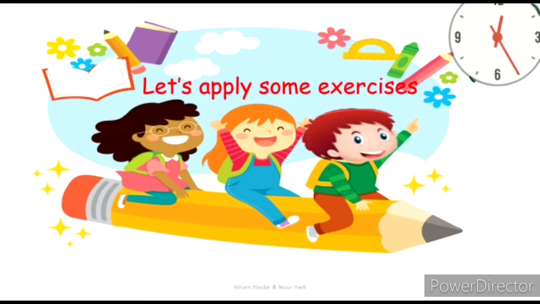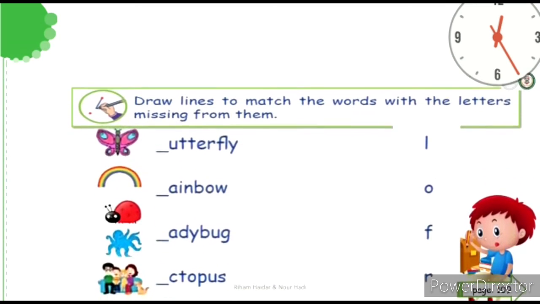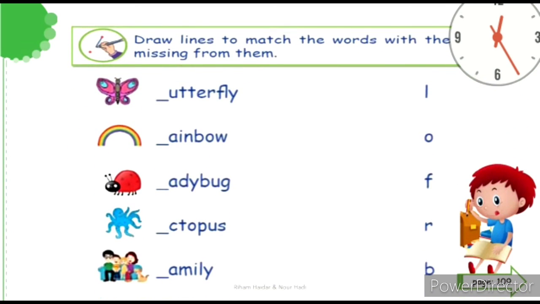Let's apply some exercises. Open your workbooks, please. This symbol means draw lines to match the word with the missing letter. The first word is butterfly. Is the missing letter I, O, F, R, or B? Rainbow, ladybug, octopus, family. You can choose the missing letter from the second column and write it in the appropriate place. Do them all, please.